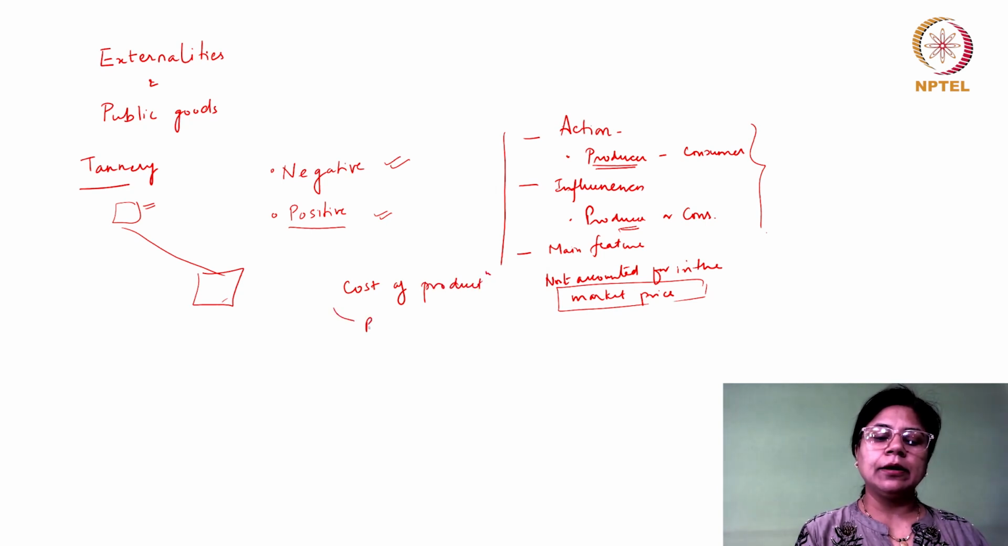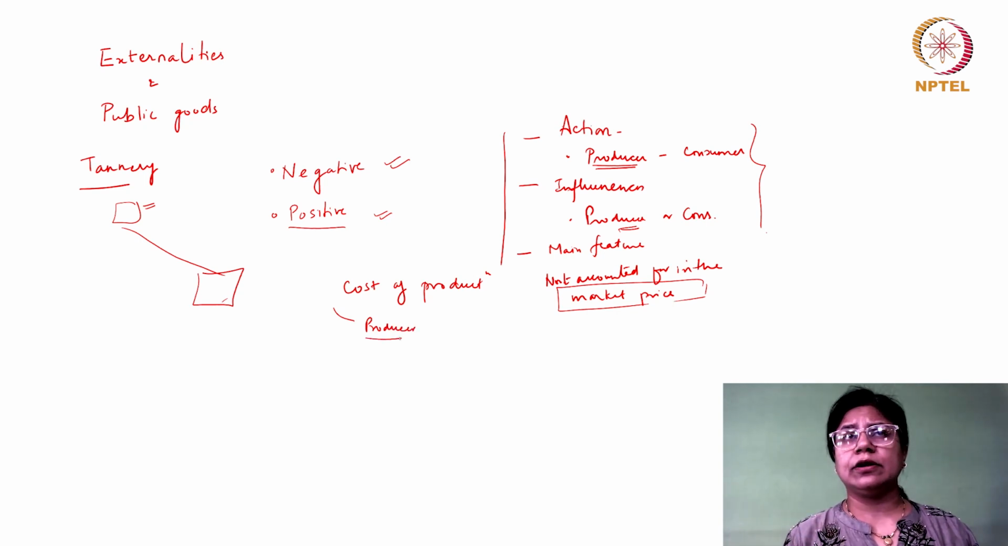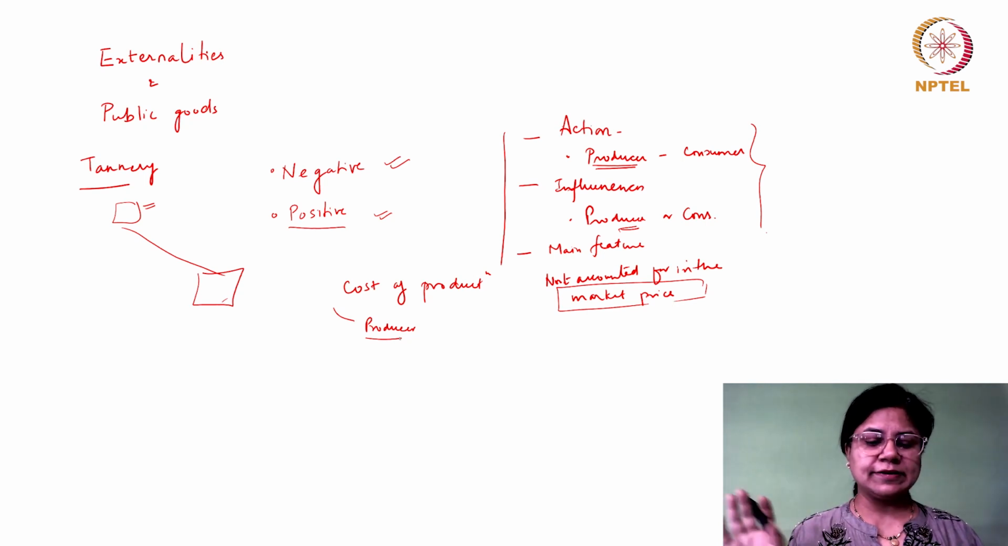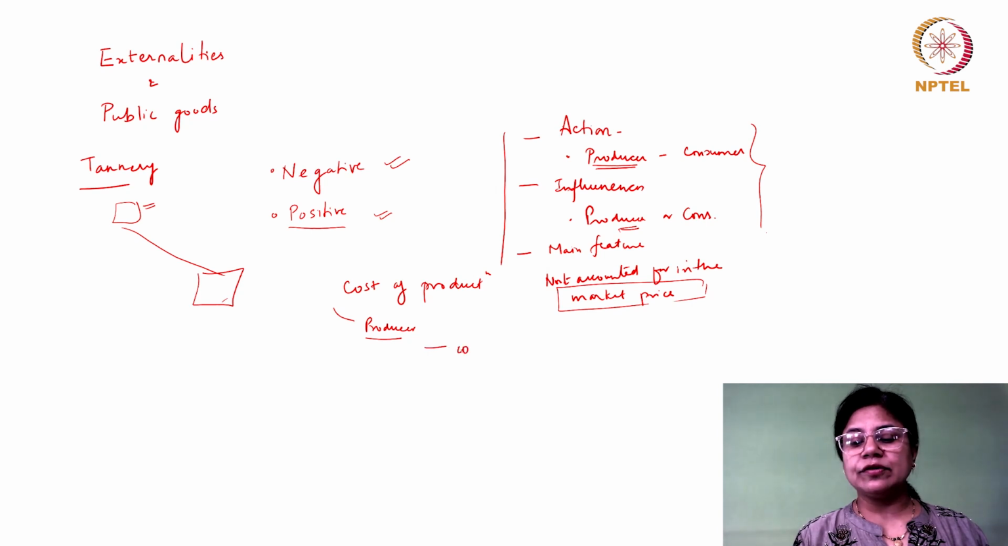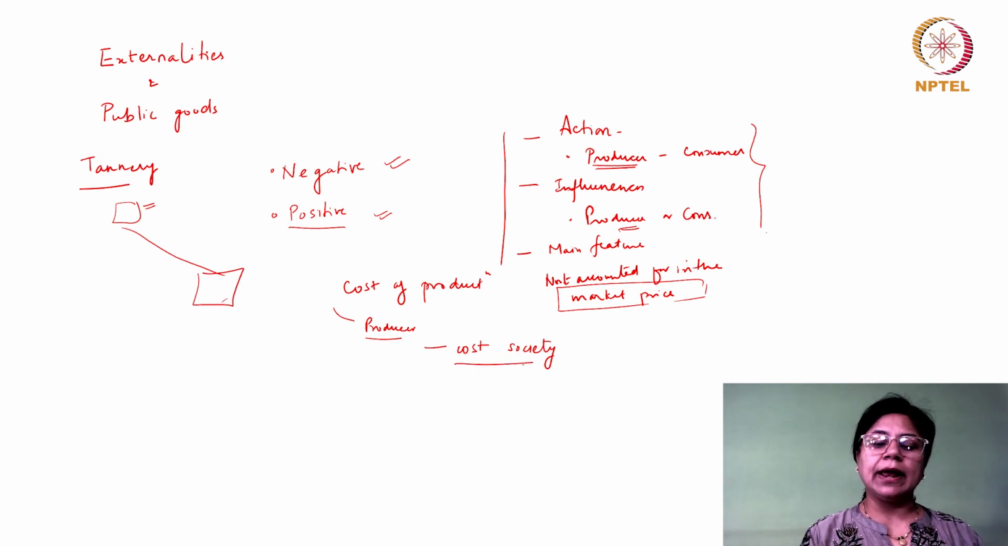This cost of production now belongs to the producer, the tannery owner, and it includes total cost, which is a combination of fixed and variable cost, etc. But there is also a certain cost which is imposed on the society, and this is what we will call a marginal external cost. So that will be talked about in terms of the external cost.